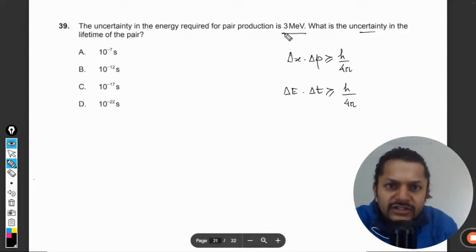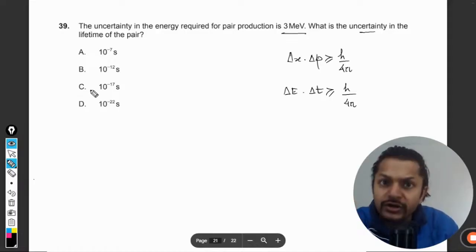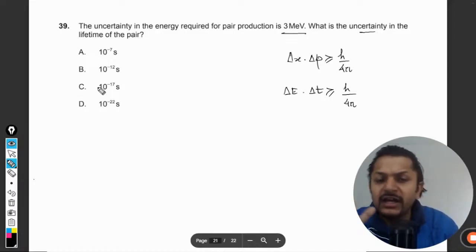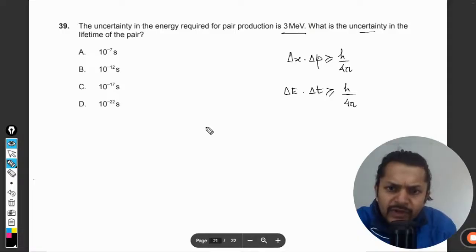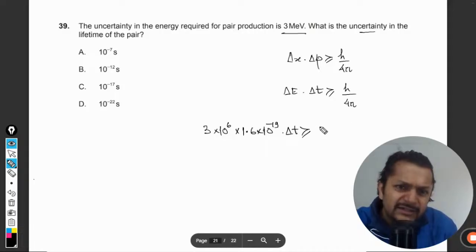Let us see. So energy is 3 mega electron volt. We are only and only interested in the order here. So we are only interested in the powers raised to. So 3 into 10 raised to power 6 is mega. Electron volt can be converted into joule by using this, into delta T, and this is coming out to be 6.636 into 10 raised to power negative 34 divided by 4 pi.